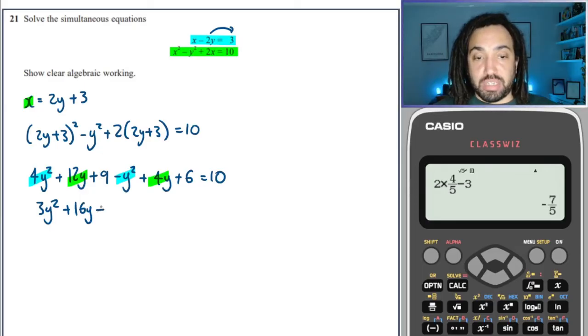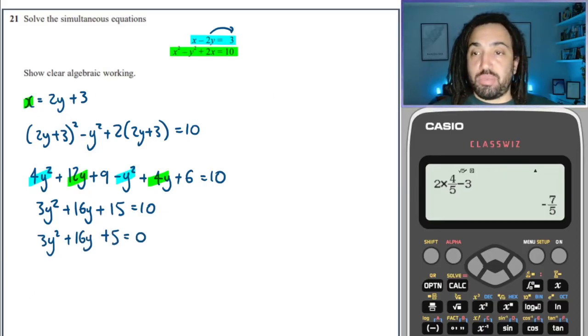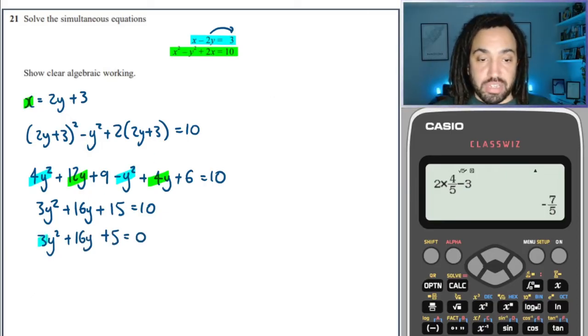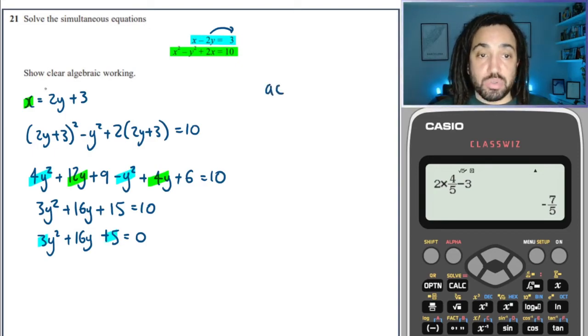And 9 plus 6 is 15, and that equals 10. We'll minus 10 from both sides so that it's equal to 0, like so. And then we do the AC method. So that's A and that's C, and this is going to help us factorize. Of course we have to do this because it does say show your algebraic working.